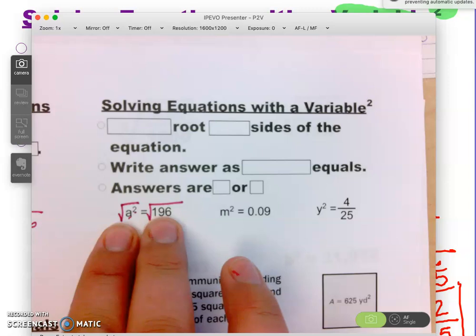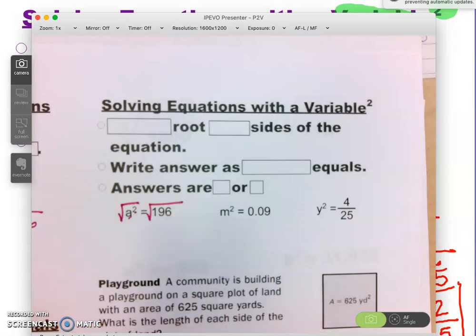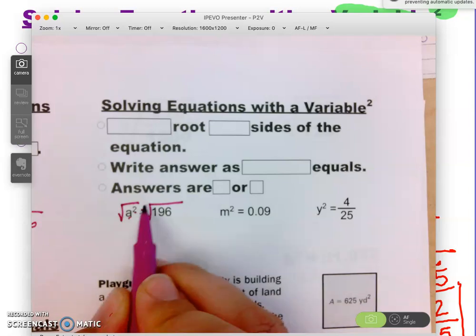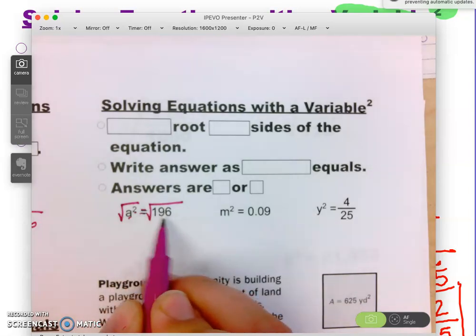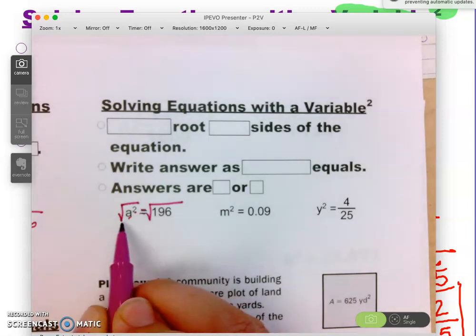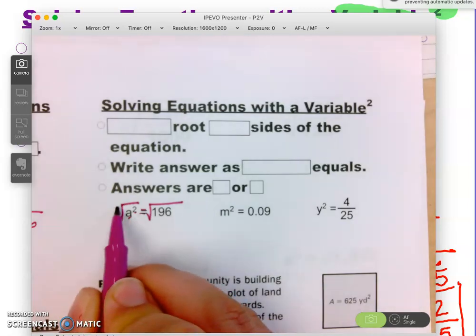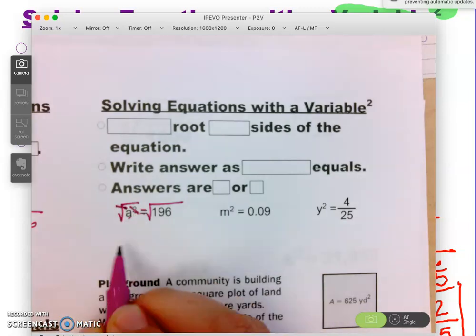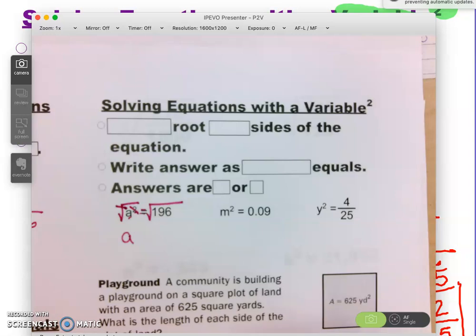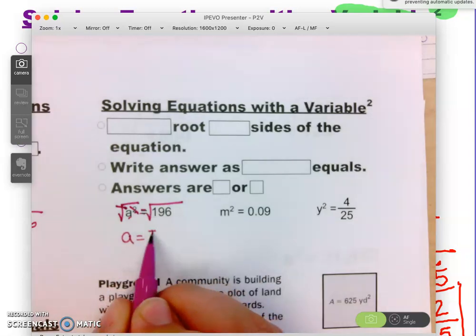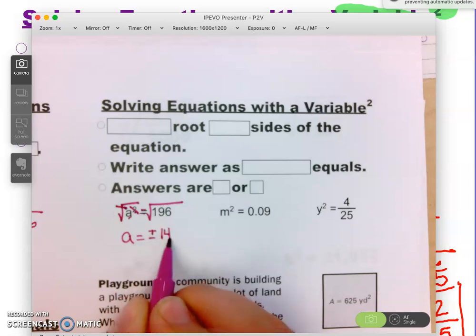Whatever you do to one side of an equation, you have to do to the other. So this equal sign is my separation, and if I do something on the right side, I have to do it on the left, and vice versa. So square root of a squared, this here and this 2 cancel out. So all I have left is that a. Well, the square root of 196 would be positive or negative 14.